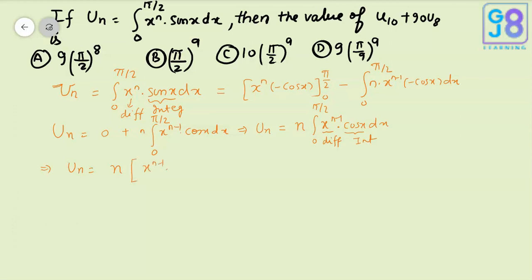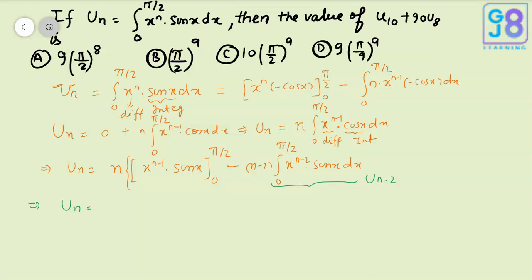So if we integrate cos x, we get sin x, and x to the power of n minus 1 remains constant. Then we put 0 to pi by 2 and then minus n minus 1, which comes from differentiation of x to the power of n minus 1, times the integral from 0 to pi by 2 of x to the power of n minus 2 times sin x dx. Now you'll observe that this integral has now become equal to u_(n minus 2).